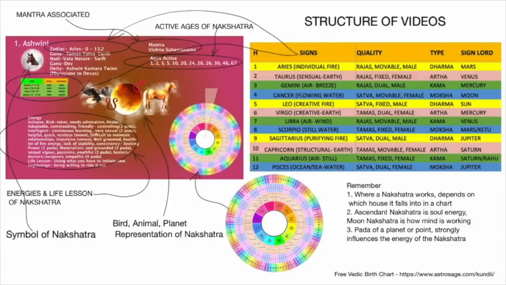Below the Sahasranama, which I'm presenting, we are discussing the active ages. What ages is this nakshatra active? And on the bottom right hand corner, I'm showing the pie chart and which slice of the pie we are analyzing. Which zodiac sign are we analyzing in that particular video? And which nakshatra are we analyzing? So we'll go through all the slices of 27 nakshatras in this way.